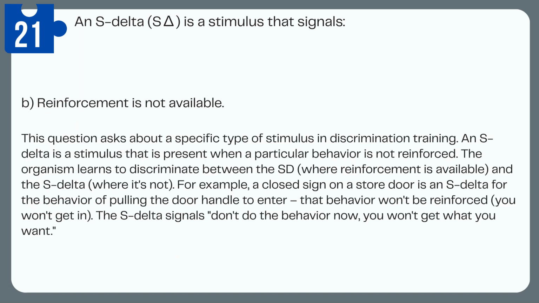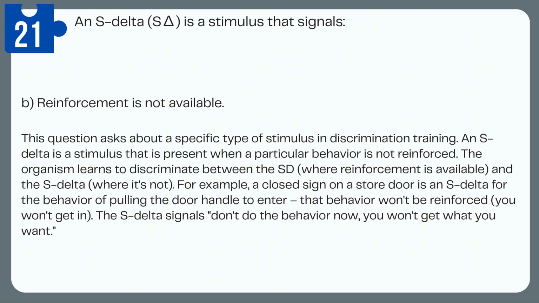Answer: B. Reinforcement is not available. This question asks about a specific type of stimulus in discrimination training. An S delta is a stimulus that is present when a particular behavior is not reinforced. The organism learns to discriminate between the SD, where reinforcement is available, and the S delta, where it's not.